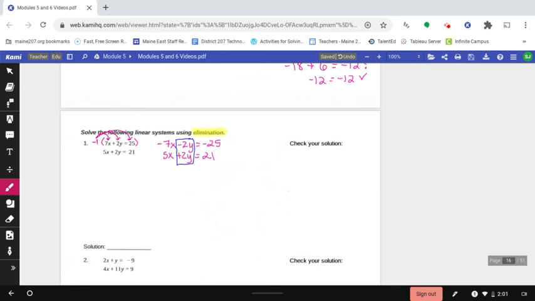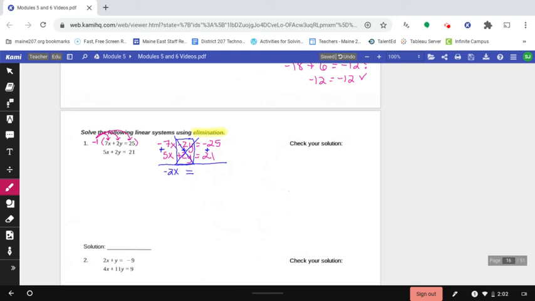So I'm going to go to step 3 then, and I'm going to actually add these equations together. So I'm going to add my x's, I'm going to add my y's, and I'm going to add my numbers. Negative 7x plus 5x is going to give me negative 2x. Negative 2y plus positive 2y gives me 0. Those cancel out or eliminate each other. That was the whole point of doing this. So they are gone.